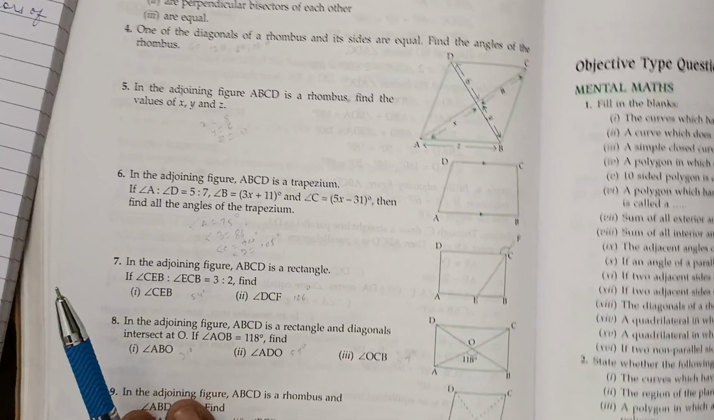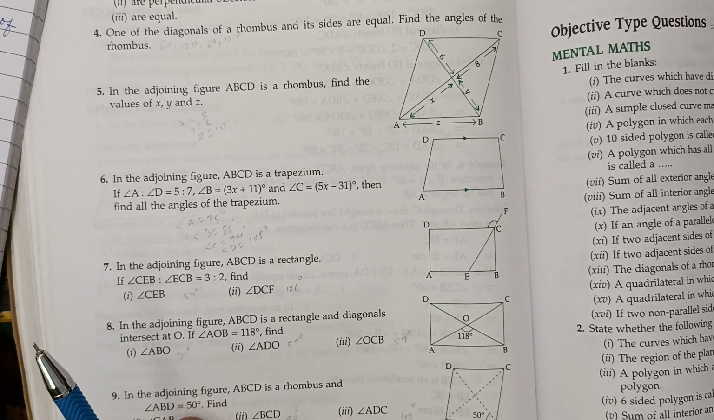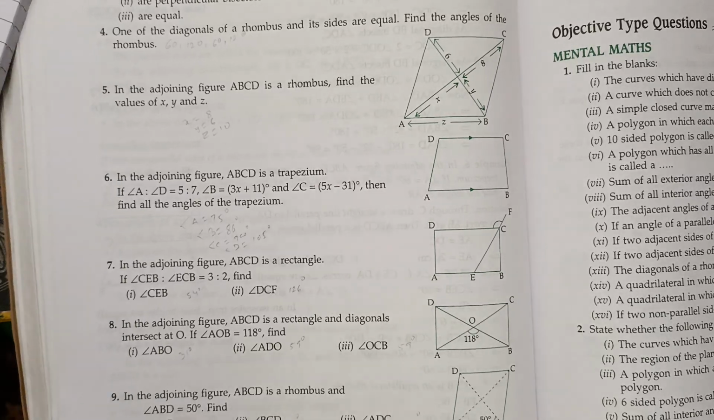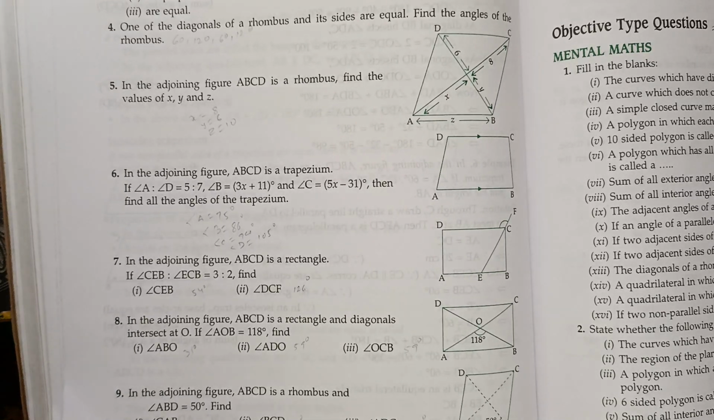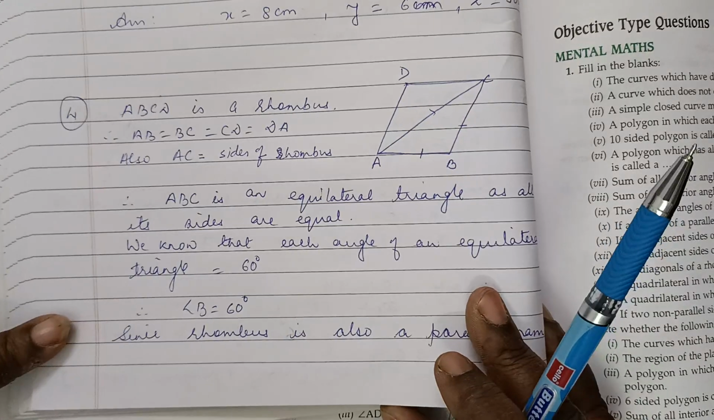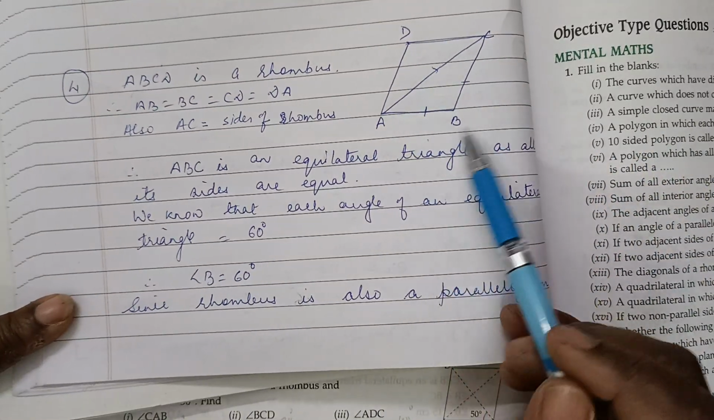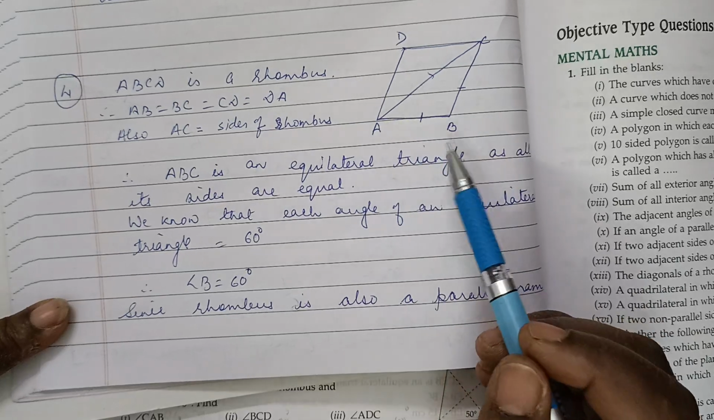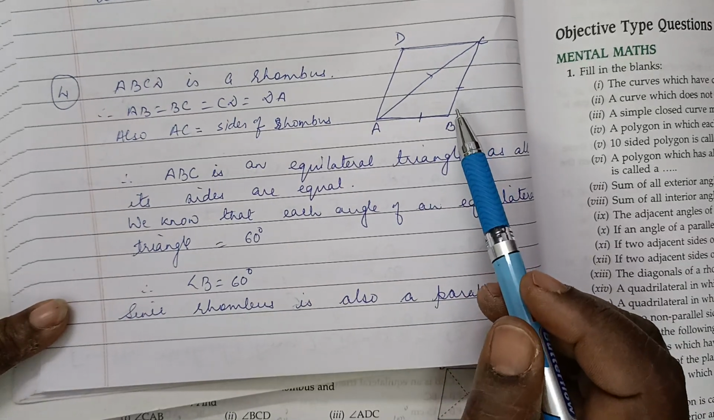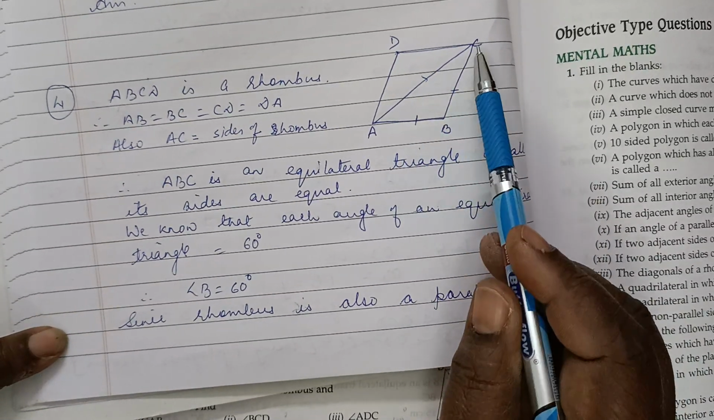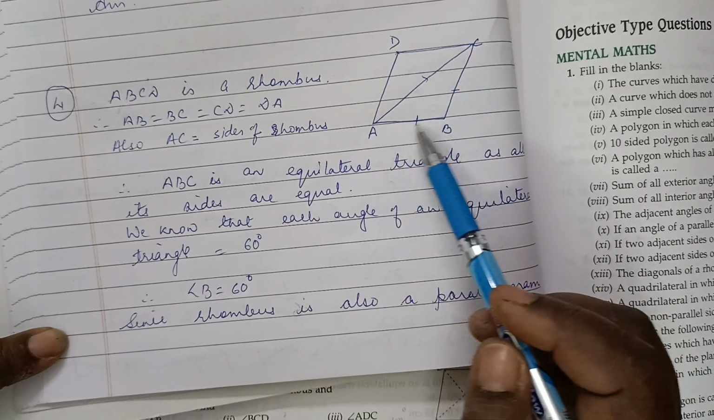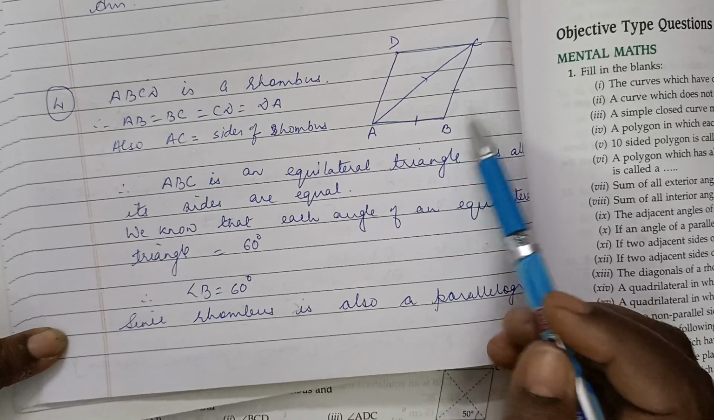Then, question number 4. One of the diagonals of a rhombus and its sides are equal. Find the angles of the rhombus. Now, here it is given, what is the property of a rhombus? That all the sides are equal. So, AB is equal to BC is equal to CD is equal to DA. But at the same time, it is given in the question that one diagonal is also equal to all the sides. Means AC is equal to all the sides of the rhombus, isn't it?